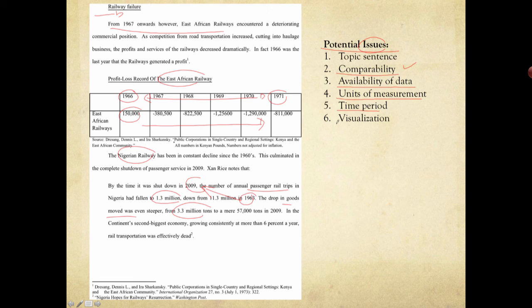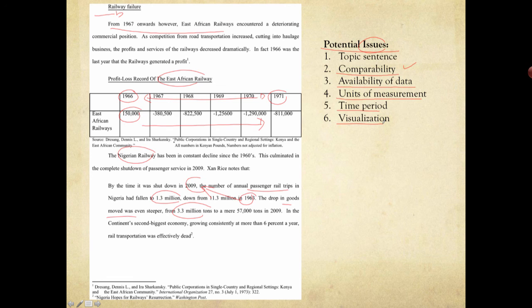And finally, in terms of the visualization, notice here, in the Nigerian case, the author just reports the numbers from the starting and the end point. And that's good enough. This gives us some sort of sense of the overall trend. I don't think that we really need a table in here. The table really doesn't add that much, particularly because the data is only available for the East African case and not the Nigerian case.